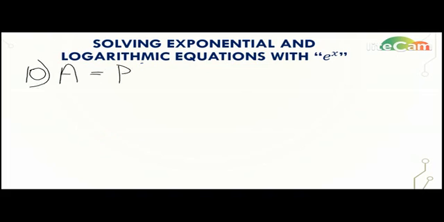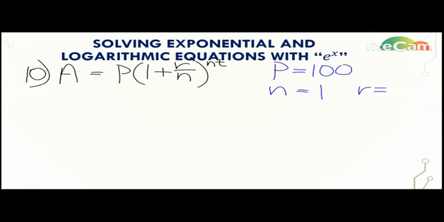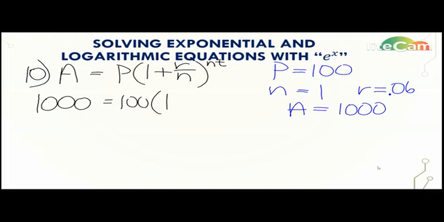Okay, number 10. Now, this is the one that doesn't have an e in it, but it's important to talk about compound interest and what happens when you put money into an account that is gaining interest, and how long does it take to build a certain amount of money. So at this point, they're asking for $1,000. They want to know how long it's going to take to make $1,000. This interest rate is really low. This is 6% interest, okay? And the principal, which is the amount that we put into the account at the very beginning, is just $100.